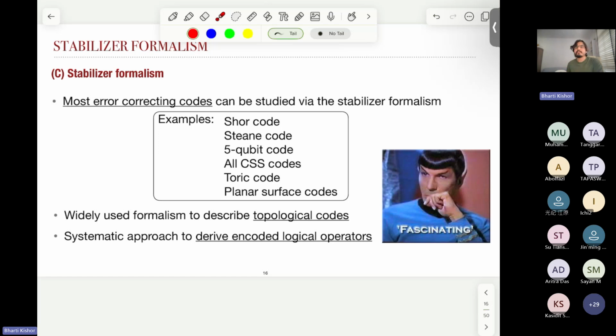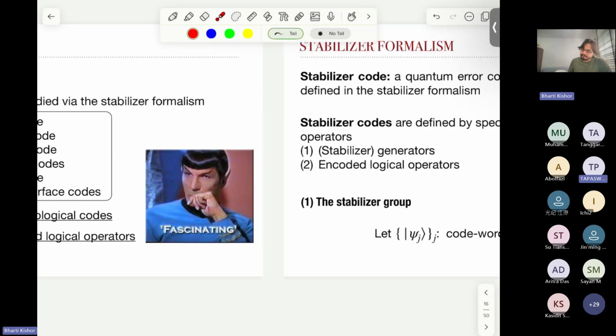To capture all this, the formalism that people often use, which is very useful, is the stabilizer formalism. Most error correction codes can be studied via the stabilizer formalism: the Shor code, Steane code, 5-qubit code, CSS codes, toric code, planar surface code. Even topological codes, this is the widely used formalism to study them. And you can use it to derive encoded logical operators and so on.